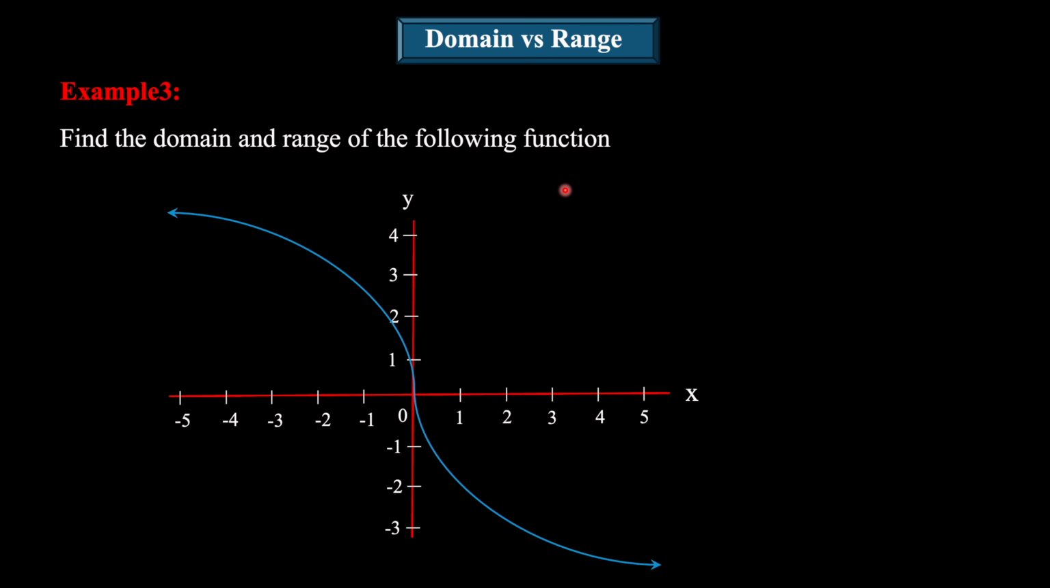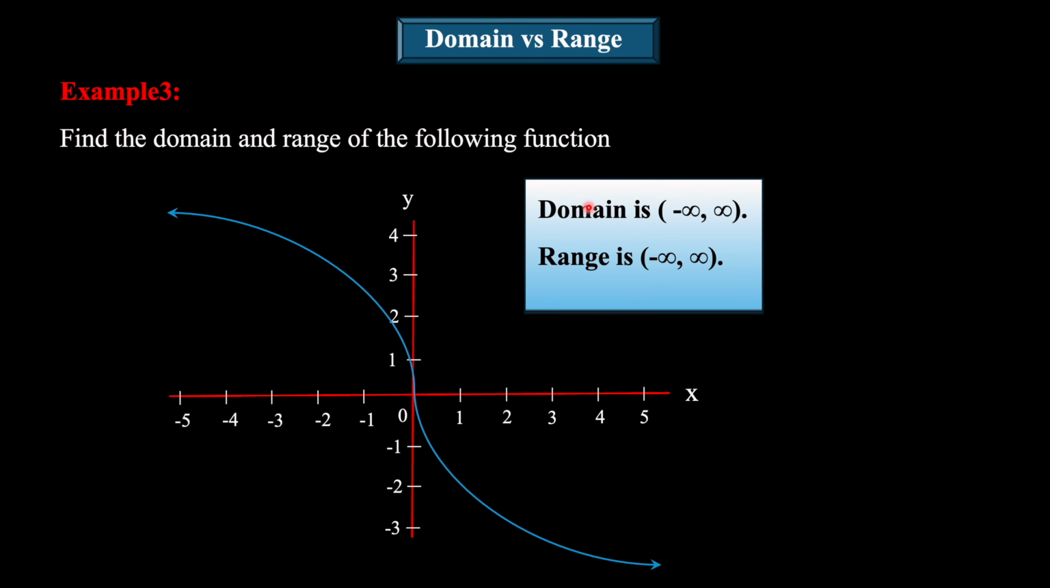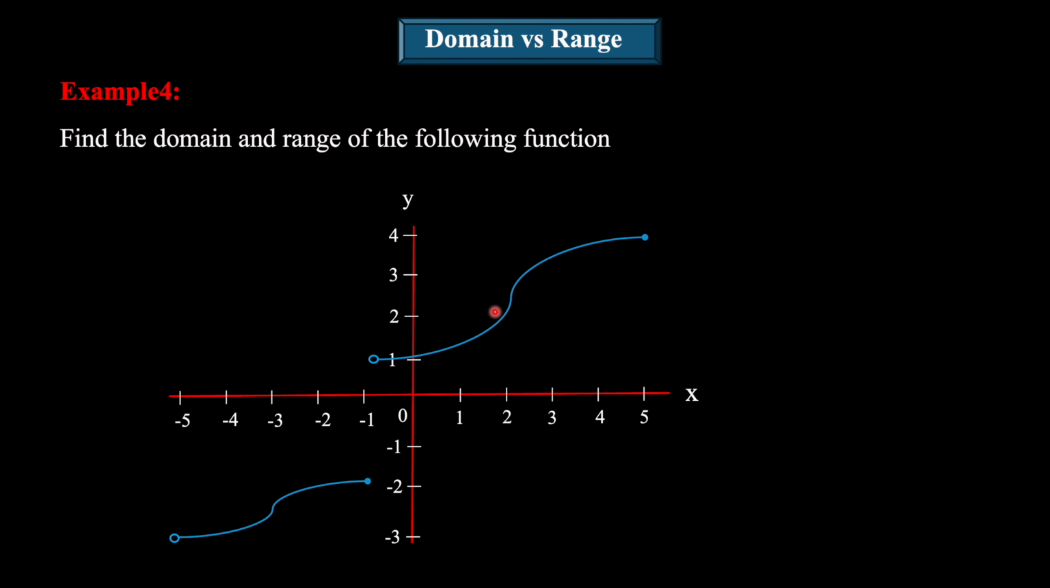Let's see this third example. Find the domain and the range. We see that our curve comes from minus infinity and then it continues to plus infinity. This means that our domain is from minus infinity to plus infinity, and the range also is from minus infinity to plus infinity.